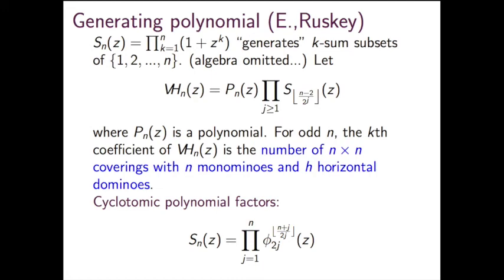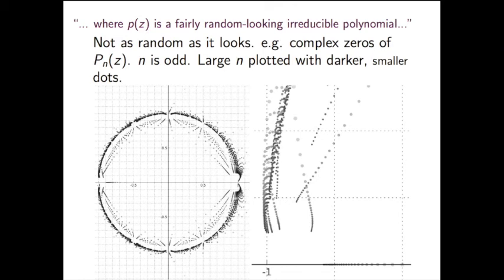But there was one other question that he asked about P of Z, or at least he made some comments about it. He said that P of Z is a fairly random-looking irreducible polynomial, and he probably knew that it is very unrandom, but at first glance when you look at one of them, it looks kind of random. But we found that if you plot its complex zeros, and this is plotting a bunch of P of Z's complex zeros, and this is the unit circle in the complex plane, you get a fairly regular looking pattern here. And in fact, here's a zoomed in part where we see, for increasing n, these apparently converging series of zeros. So that was kind of cool.